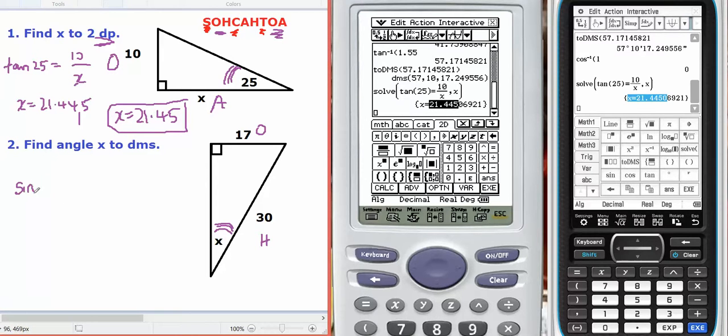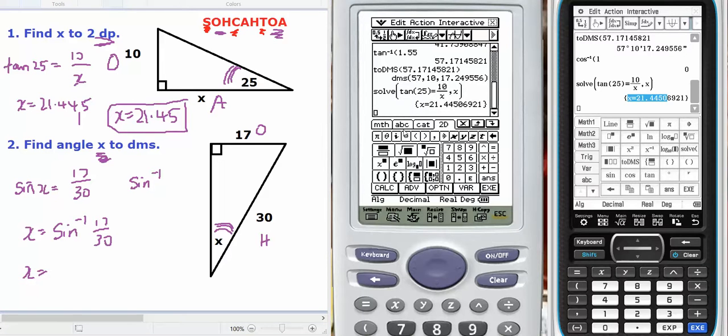So sine of x will equal 17 on 30. But I'm looking for an angle, so I need to use the inverse sine when I'm looking for an angle. So if the sine of x is 17 on 30, x is going to equal the inverse sine of 17 on 30. So x is going to equal, what will it be? It needs to be in degrees, minutes, seconds.